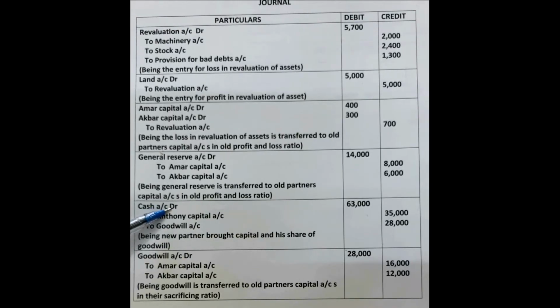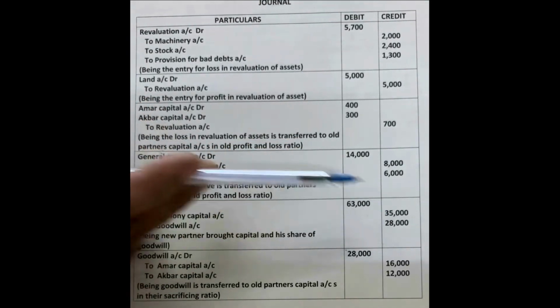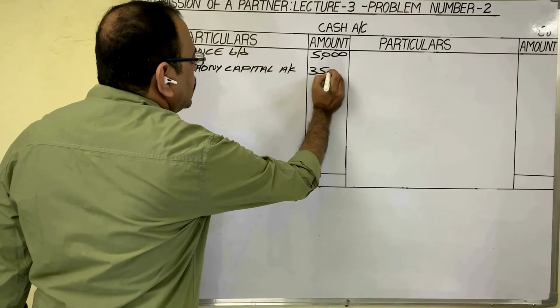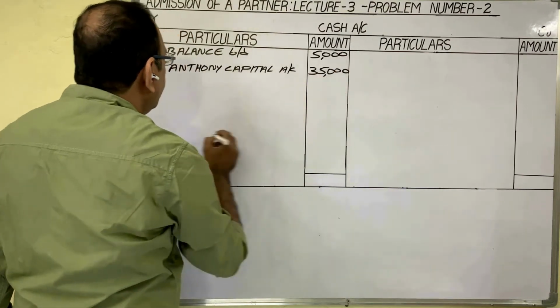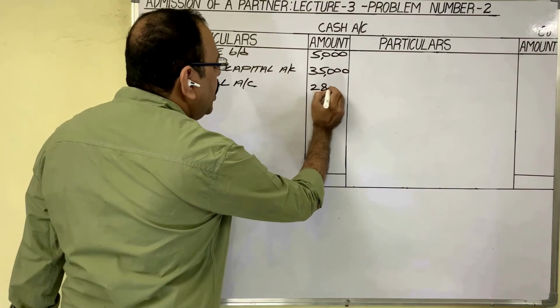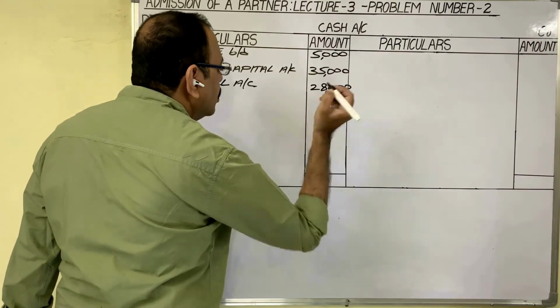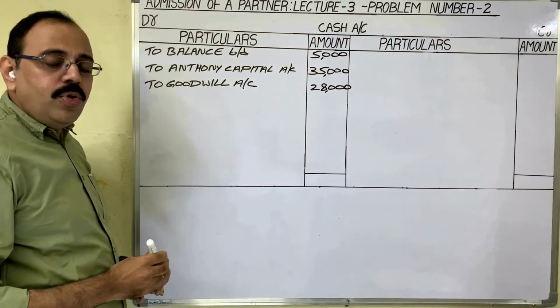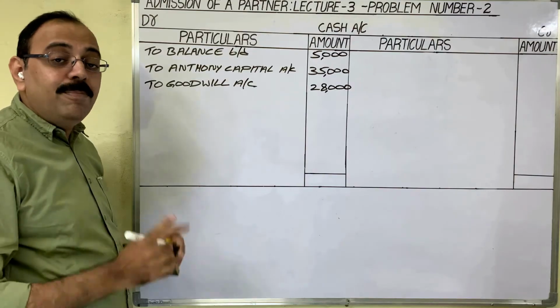What to write in the particulars column? The other side, credit side, we wrote these two accounts. Write down these two account names. To Anthony capital, 35,000 rupees. To goodwill, 28,000 rupees. Anthony is bringing 35,000 rupees as capital. Anthony is bringing 28,000 rupees towards goodwill. We have only one entry, and that entry we have posted. Posting work is completed. Next, balancing.